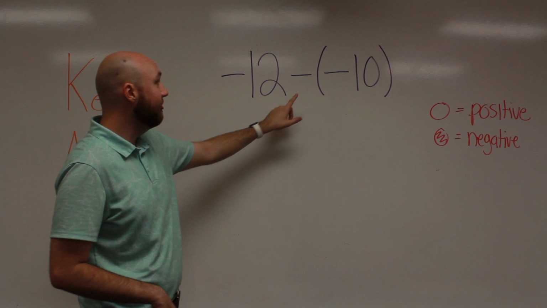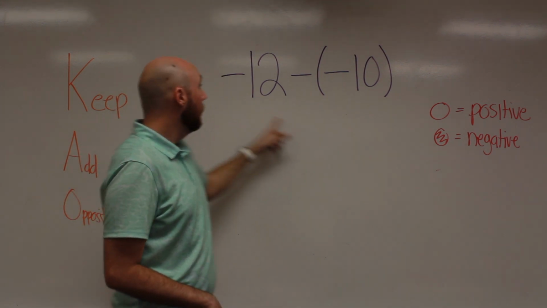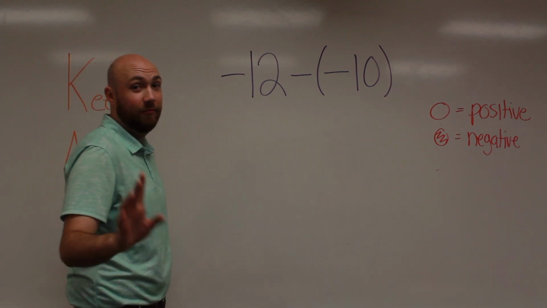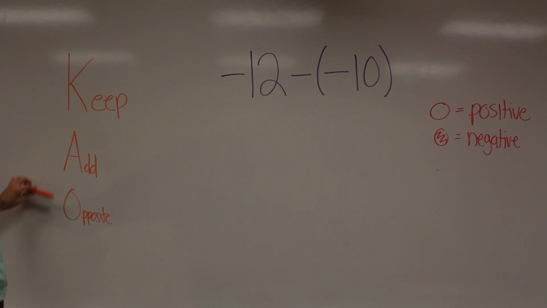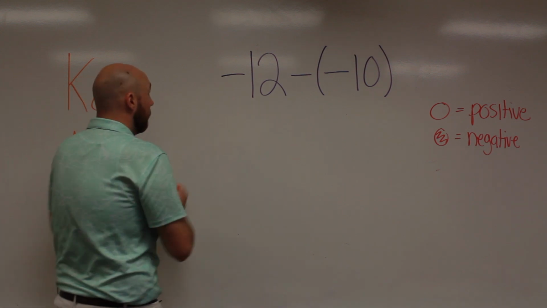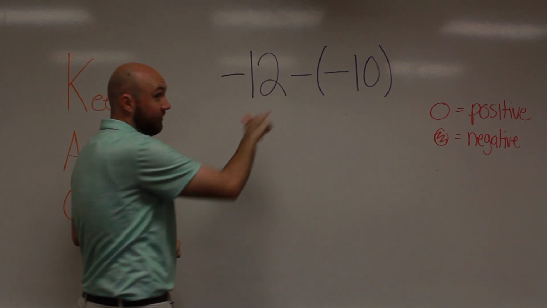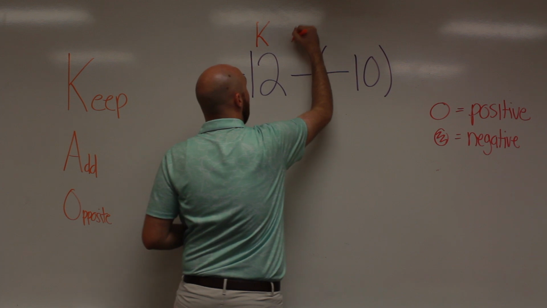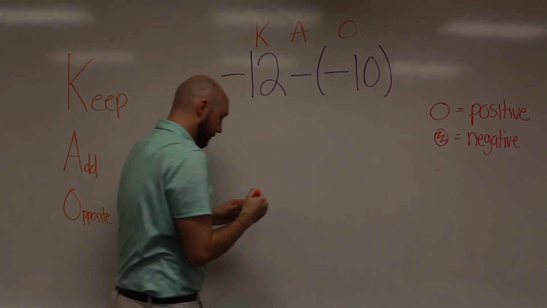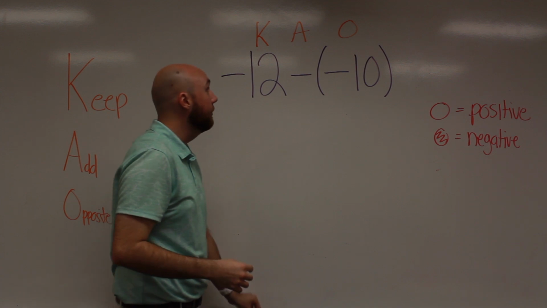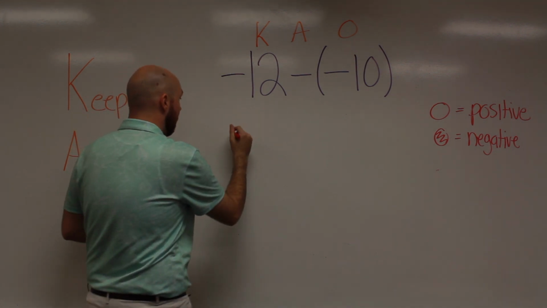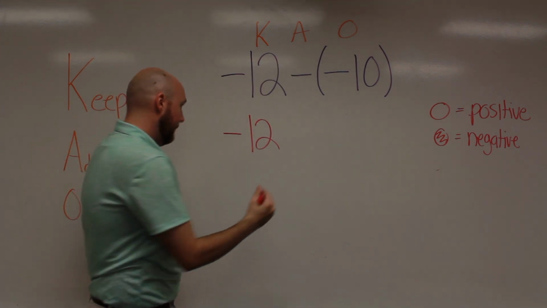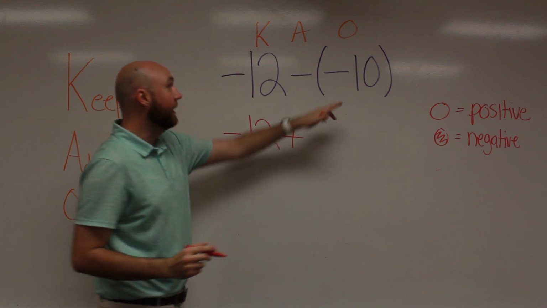We got negative 12 minus negative 10. Lots of negatives and subtraction here. So let's go ahead, first step, right? Keep, add, opposite. Let's go ahead and label. Okay, first step, when you see that subtraction sign, you need to do this, all right? So we're going to go ahead and put the keep, add, opposite, right? So let's go ahead and rewrite our problem now. So we keep the negative 12. Negative 12 is here. Change our subtraction to what? Addition. And now we need to do the opposite.